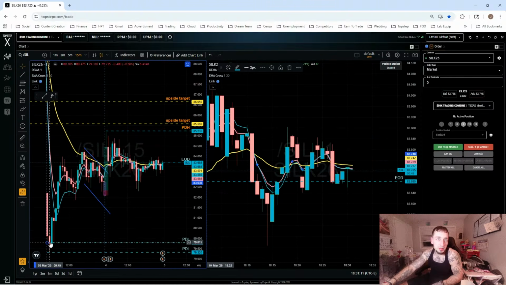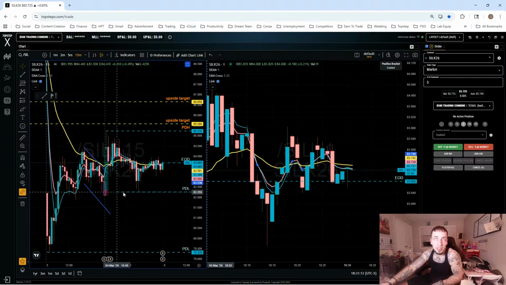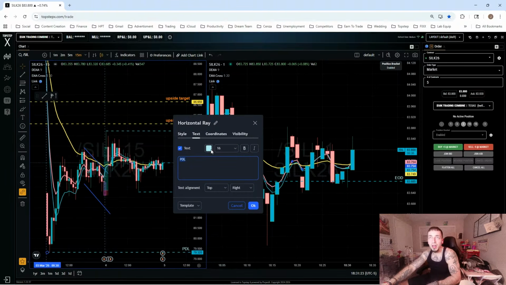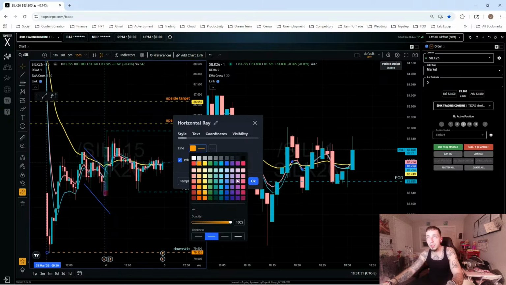So let's identify our key levels right here and right here. Bada bing, bada boom. It's going to be a downside target. Go here on silver. The downside. Let's make the color different here. Bam.